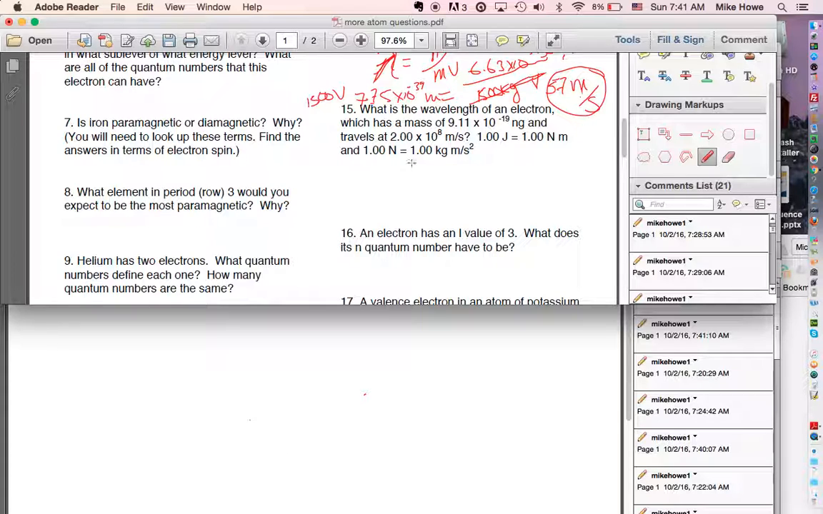So for the wavelength of an electron, which equation are you going to use? You want to find wavelength, right? So wavelength is equal to h divided by mass times velocity. So that's equal to 6.63 times 10 to the negative 34th joule seconds, not joules per second, joule seconds, joules per hertz, which converts to joule seconds.